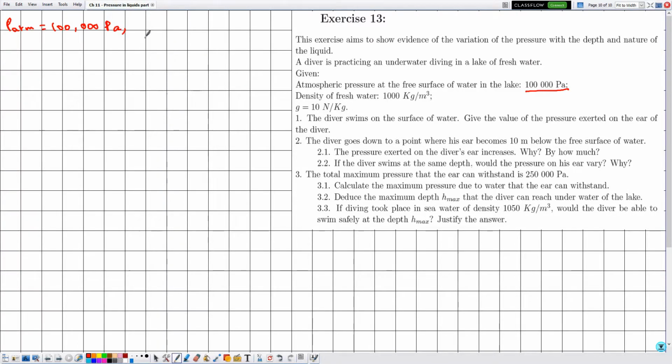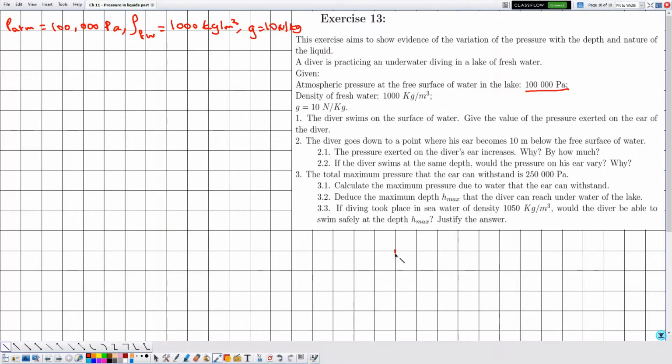And the density of fresh water is equal to 1000 kilogram per meter cube, and given that g is equal to 10 newtons per kilogram, which means that we are performing this experiment on the surface of Earth. Number 1, the diver swims on the surface of water. Give the value of the pressure exerted on the ear of the diver. So in order to make this exercise clear, let me make the following sketch.